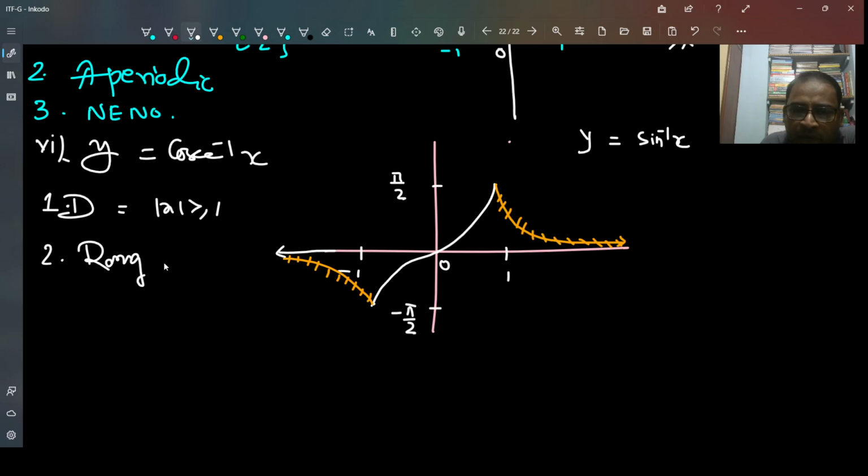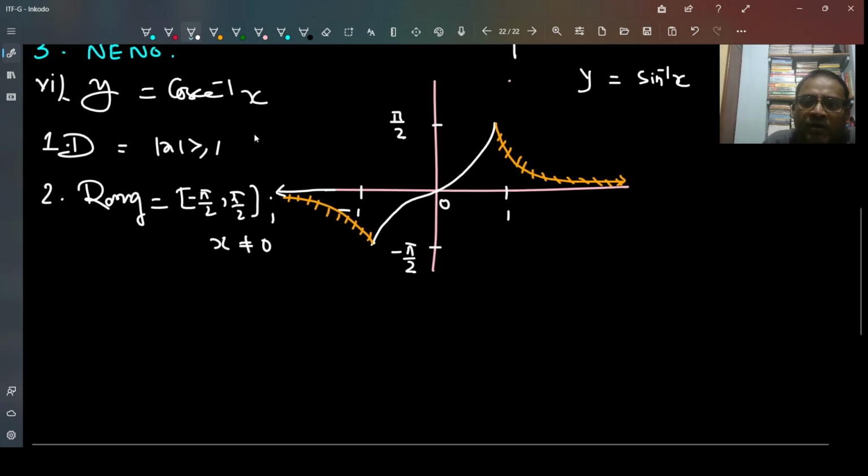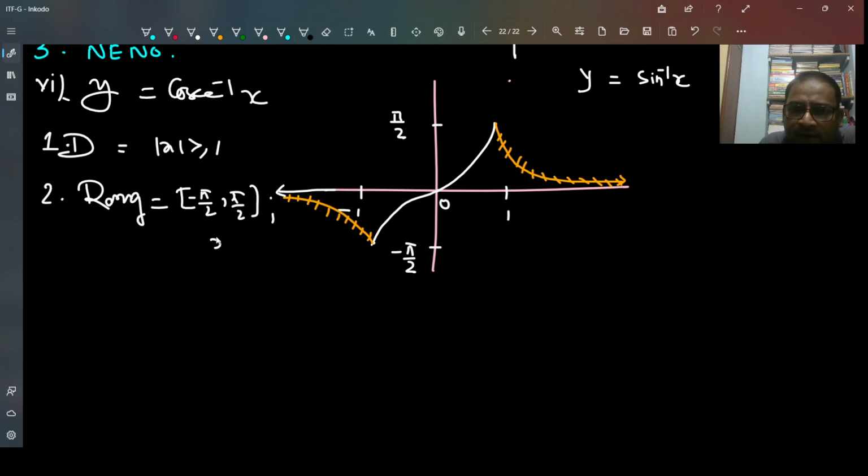So you can say the range is minus pi by 2 to plus pi by 2 except 0. So x cannot be 0. Okay, so this is our range. Or you can say that it is not x, it is actually the y value. And it is not a periodic function, and neither even nor odd.